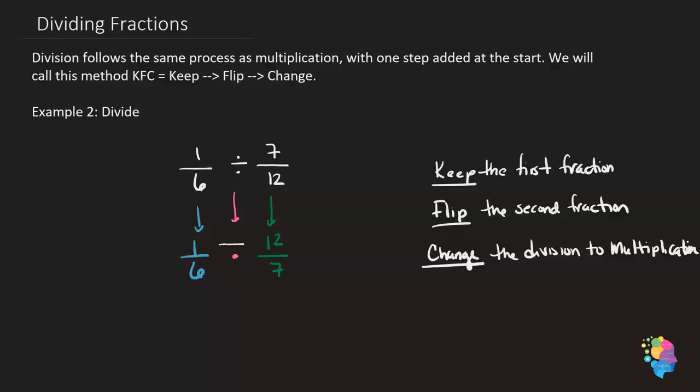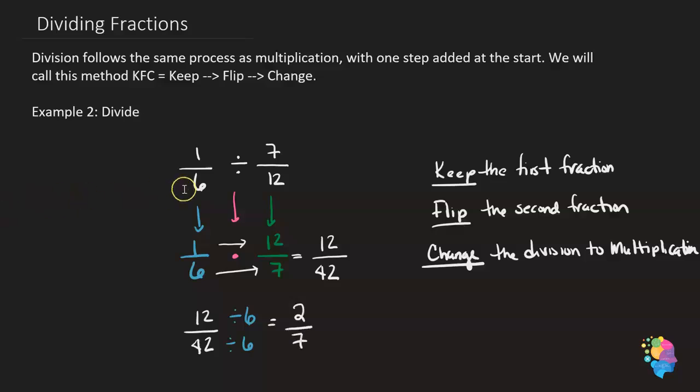If I multiply 1 times 12, that's going to give me 12. And then 6 times 7, that's going to be 42. So I've done the multiplication part. Remember, once we get our result, we need to try and simplify. So the largest number that can divide both the 12 and the 42 is 6. This is known as the greatest common factor, or the GCF. So we divide both the numerator and the denominator by 6. So 12 divided by 6 will give me a 2, and 42 divided by 6 will give me a 7.